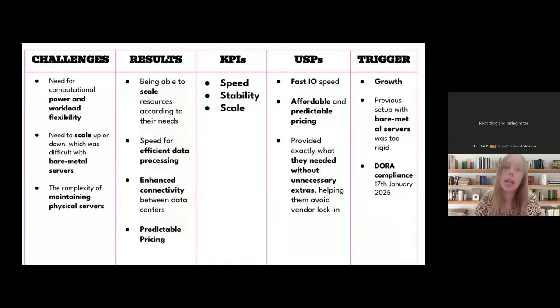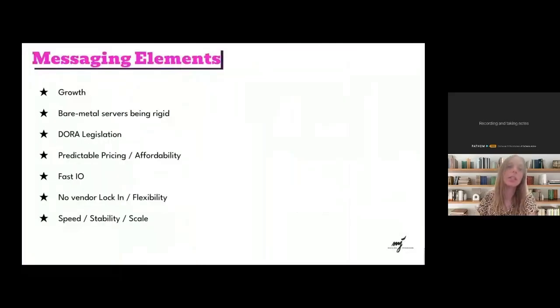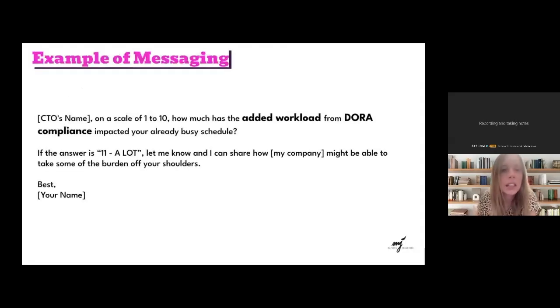All right, so we have the elements. Here we go. So a lot of messaging elements that I'm going to use are triggers like growth and bare metal service being rigid and DORA for triggers, predictable pricing, affordability, fast IO, no vendor lock-in, flexibility for USPs, and then KPIs that are important: speed, stability, scale. Those are the messaging elements that we can use to messaging.